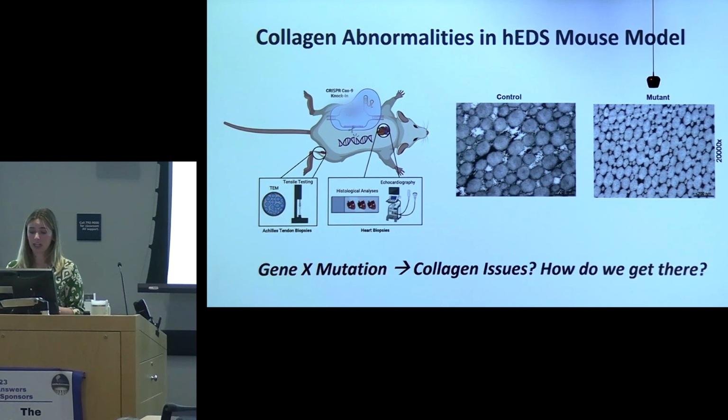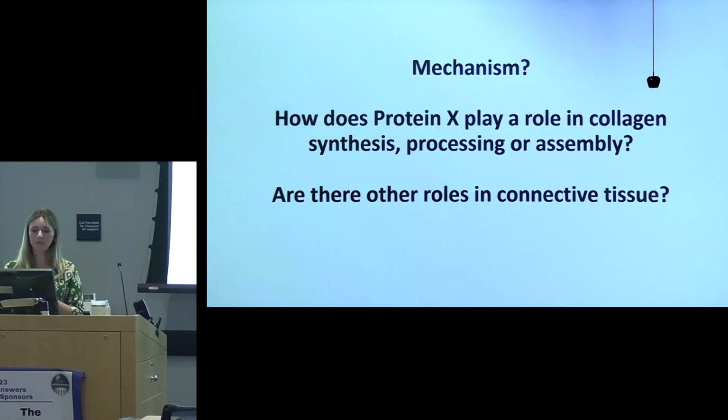But we're still sitting here wondering, the gene we found is not collagen, but it affects collagen. How are we getting here? And so that's when we're starting to look at a mechanism. How does protein X play a role in collagen assembly or synthesis or processing? Are there other roles for this protein in connective tissue beyond just collagen? I mean, I showed you that big mess of stuff. It could be in a million different things.